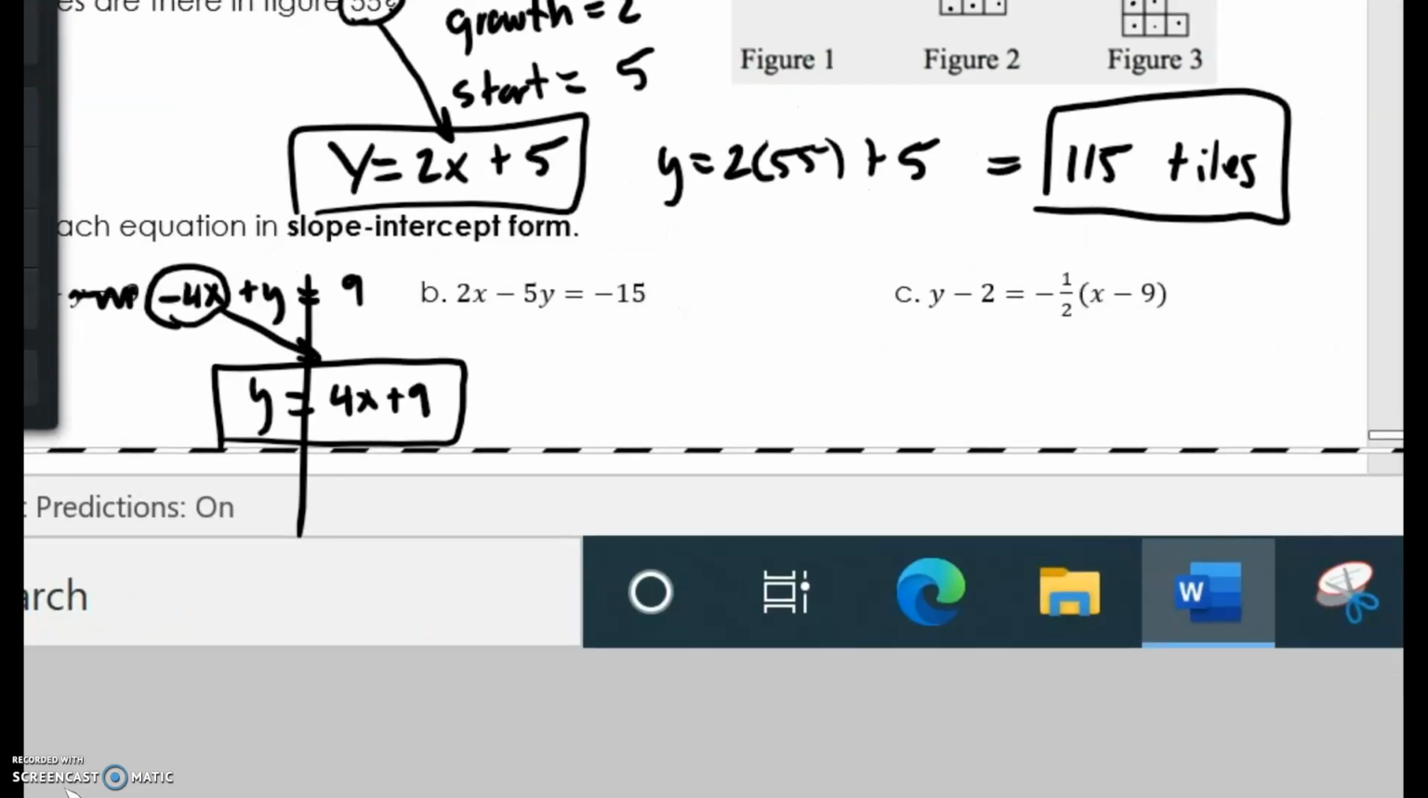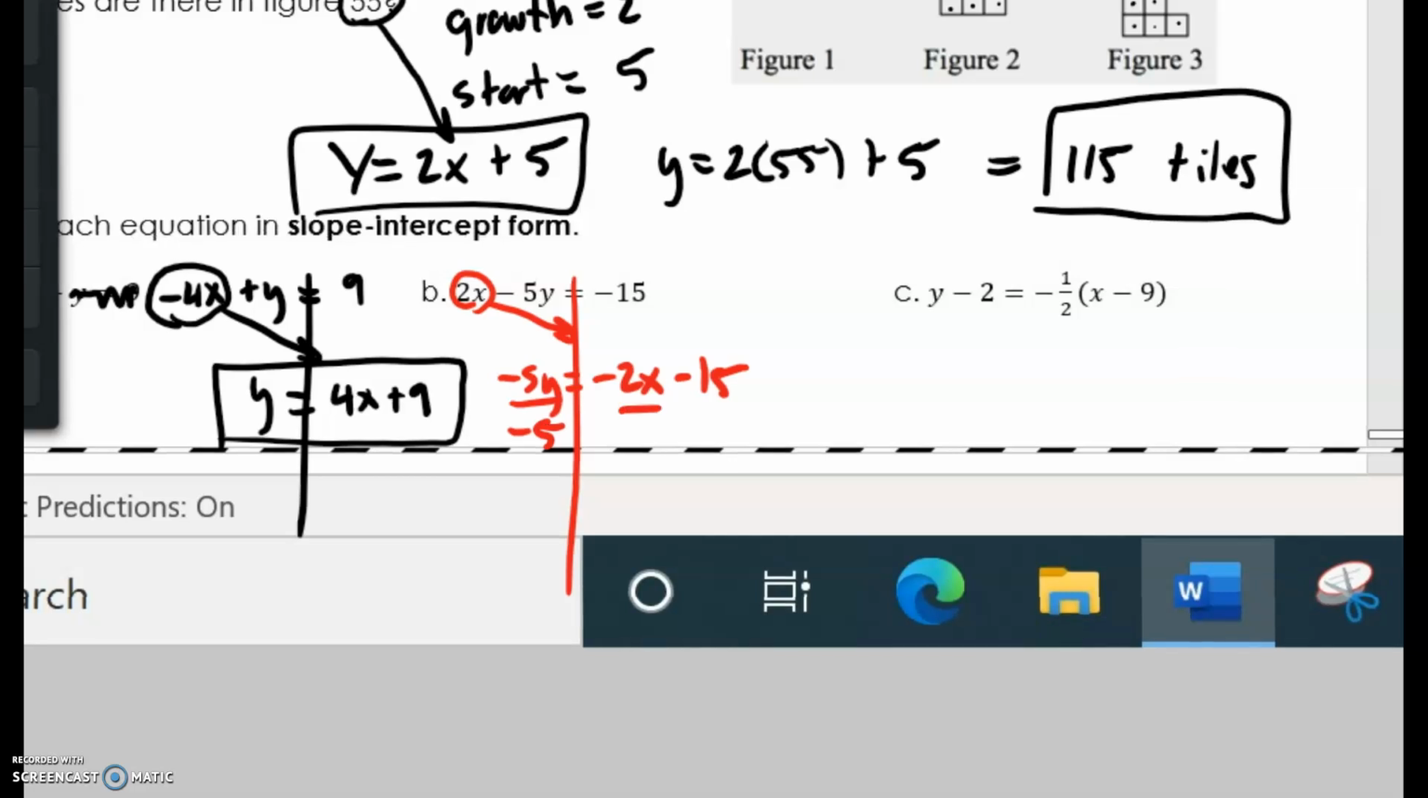All right. Next question. I'll switch colors so we don't get them confused with this last problem. All right, I want the y by itself. I'm going to start by moving the 2x to the other side. So I have negative 5y equals negative 2x minus 15. Well, in the last problem we were done, but this problem I've got a negative 5 in front of the y. So now I have to divide everything by that coefficient to get the y by itself.